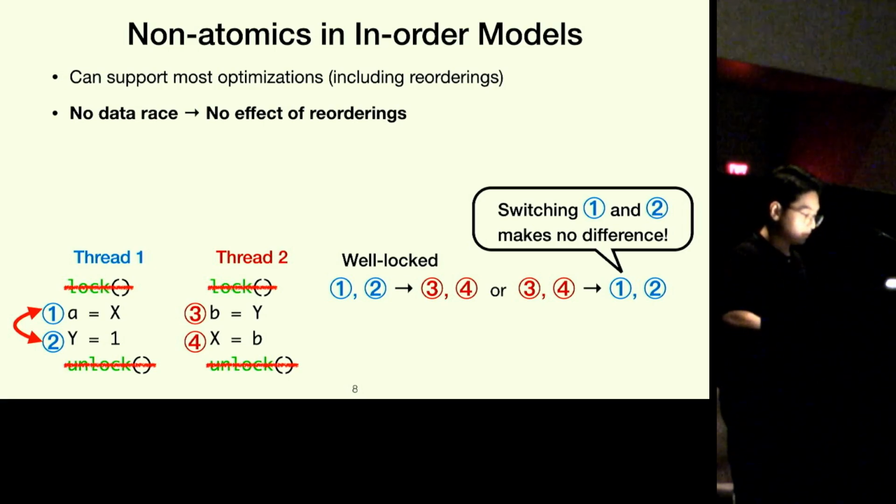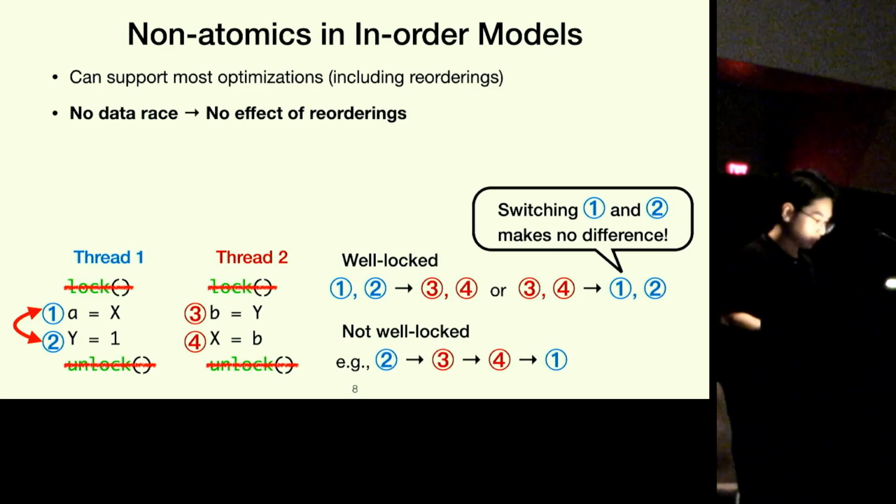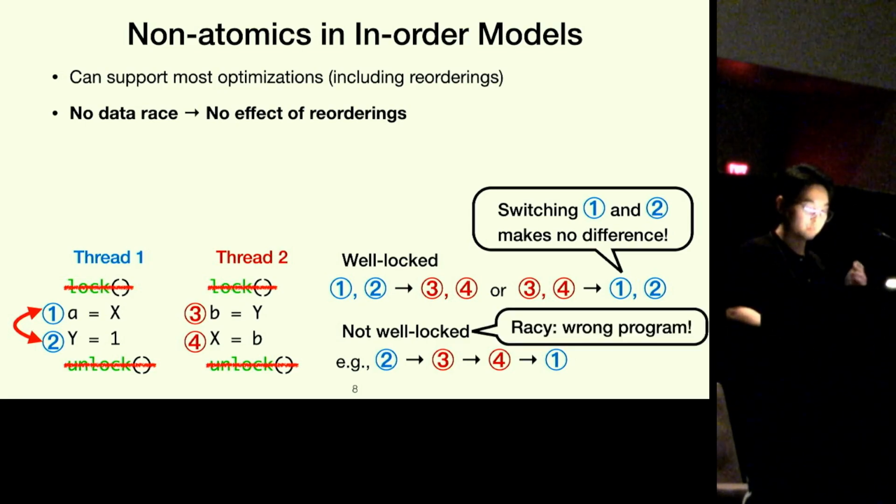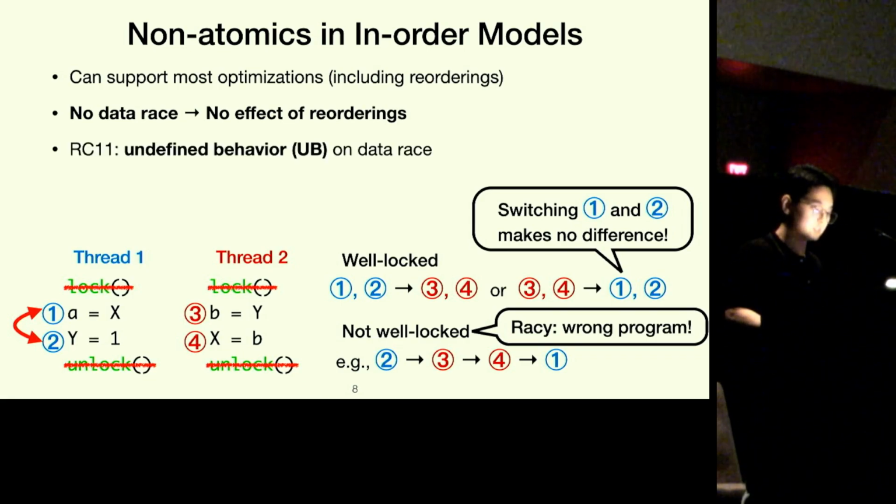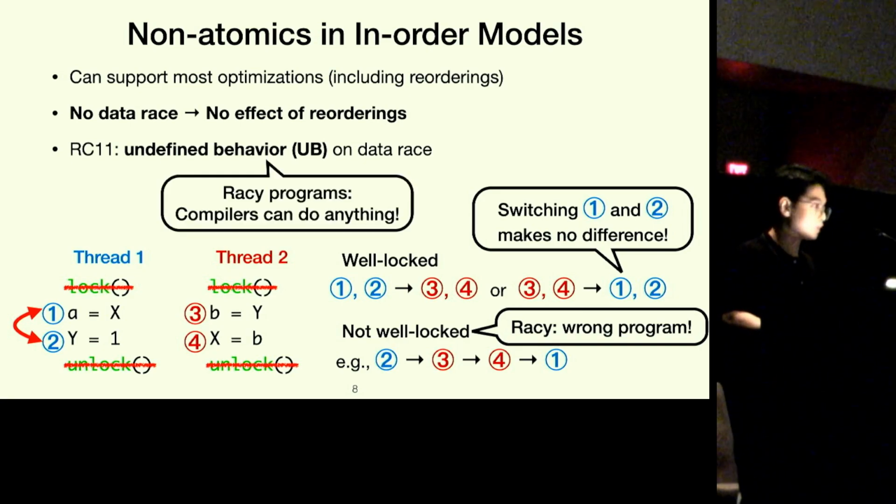Then, certainly the effect of out-of-order execution can be observed, but we don't need to consider such programs because racy programs are considered wrong in the first place. Technically, existing in-order models like RC11 define data races to be undefined behavior. Therefore, compilers are allowed to do anything about racy programs.